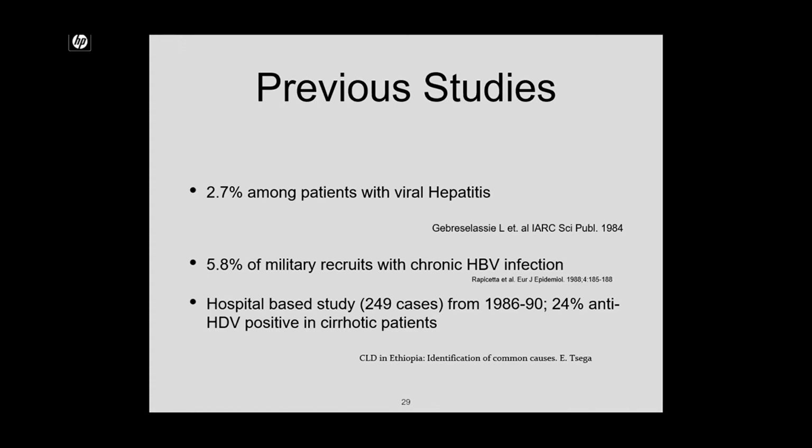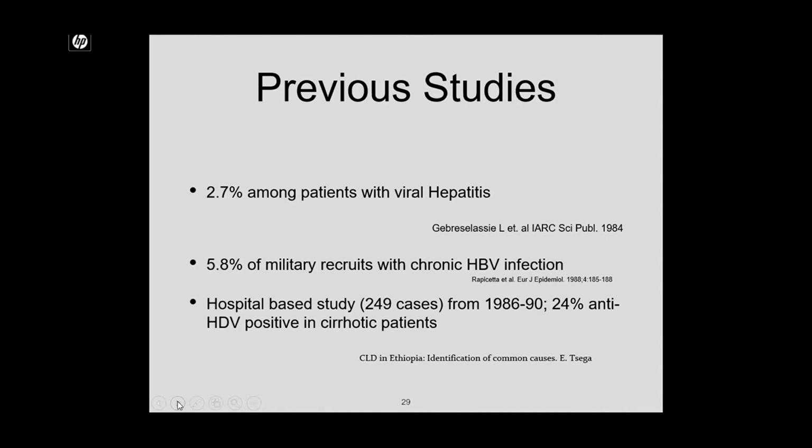Just to share one slide on the history of hepatitis D virus here in Ethiopia from the previous studies. One pioneer physician, Professor Hailemichael, had been doing studies on hepatitis delta. Initially, it was 2.7% among patients with viral hepatitis. In military recruits, they found that it is around 5.8%. And another study, which is a hospital-based study of 1986 to 90, found 24%. These are patients with cirrhosis, so it has shown an increased prevalence in those individuals who have cirrhosis.